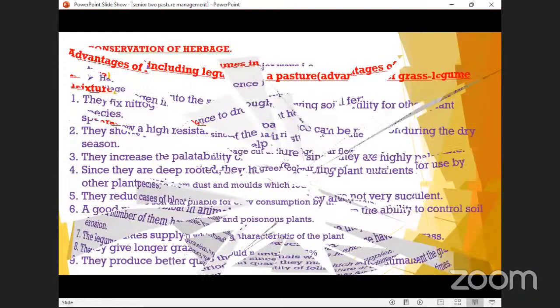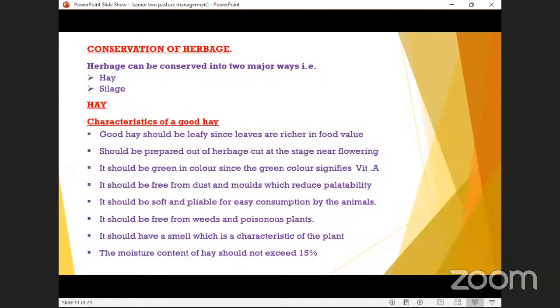So how do we conserve the herbage? How do you keep it for a long period of time? If we have our grasses, how would you keep them to stay on your farm for a long period of time? We have two methods. Herbage can be conserved in two major ways: you can turn it into hay, or you can turn it into silage.